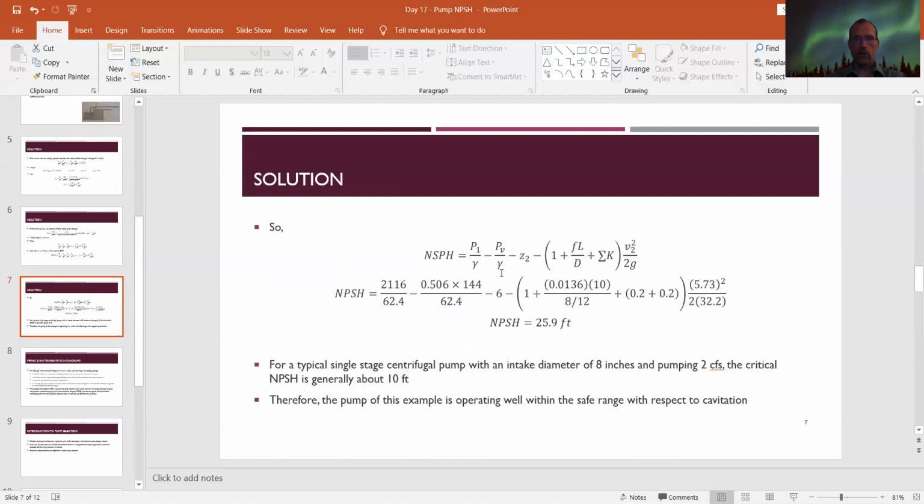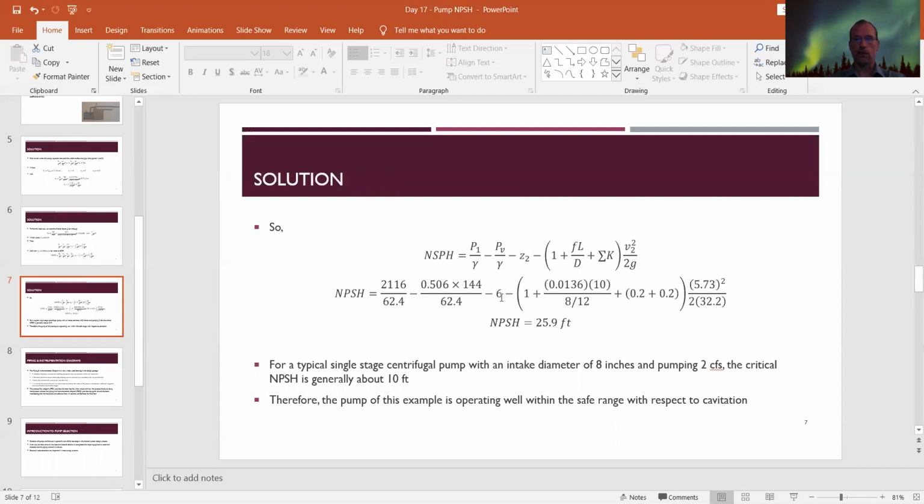So there's my equation again. Now it's just a matter of plugging all the values in. So I always want absolute pressures. So absolute atmospheric pressure, 2,116 psf. Gamma for water, 62.4 pounds per cubic foot. The vapor pressure is 0.506 psi. But again, I want psf, so everything converted to feet. So multiply that by 144. Then again, divide it by the specific weight of water, 62.4 pounds per cubic foot.